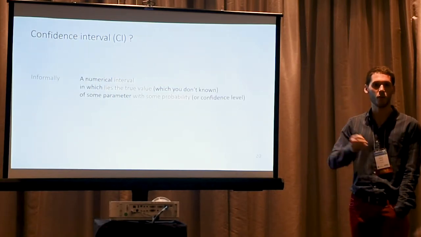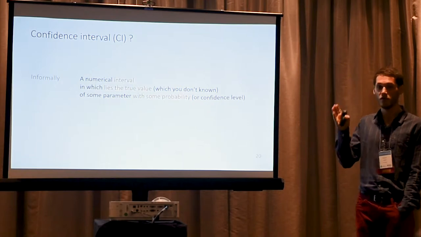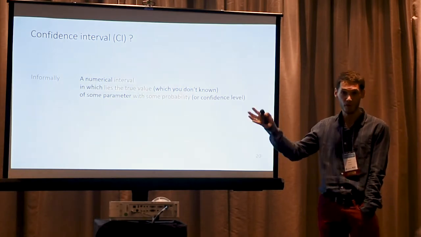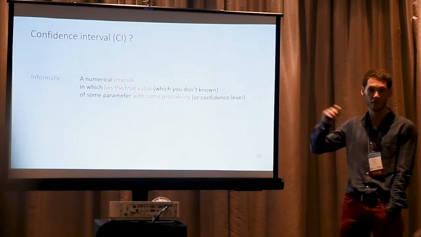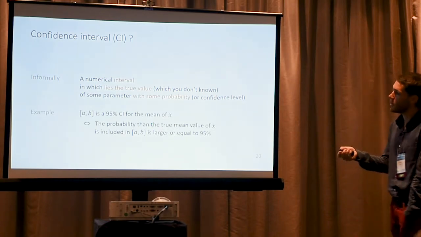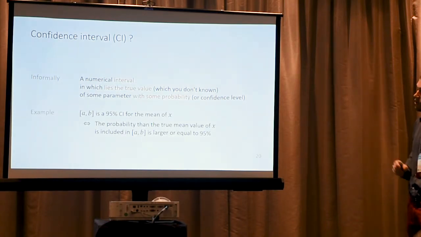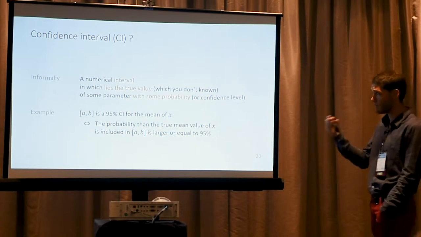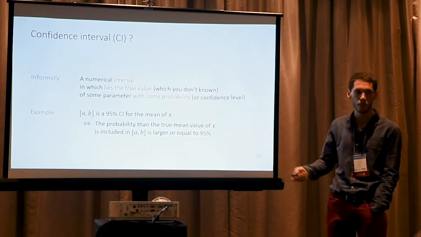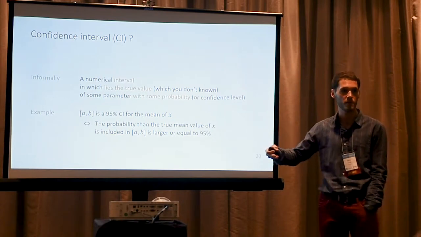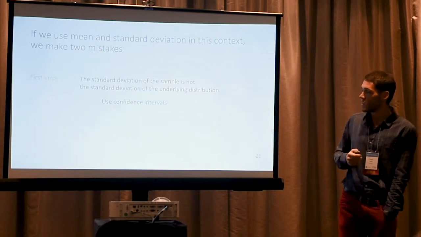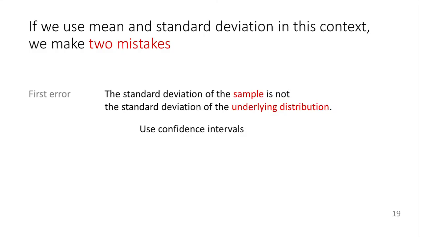To be very quick, a confidence interval is a numerical interval between which the true value of some parameter, for example the standard deviation, lies with a given probability. So for example, if the interval AB is a 95% confidence interval for the mean of a given variable X, then the true mean value of X lies between A and B with a probability of 95% or higher. This is a confidence interval. Now, first mistake: the sample is different from the underlying distribution.